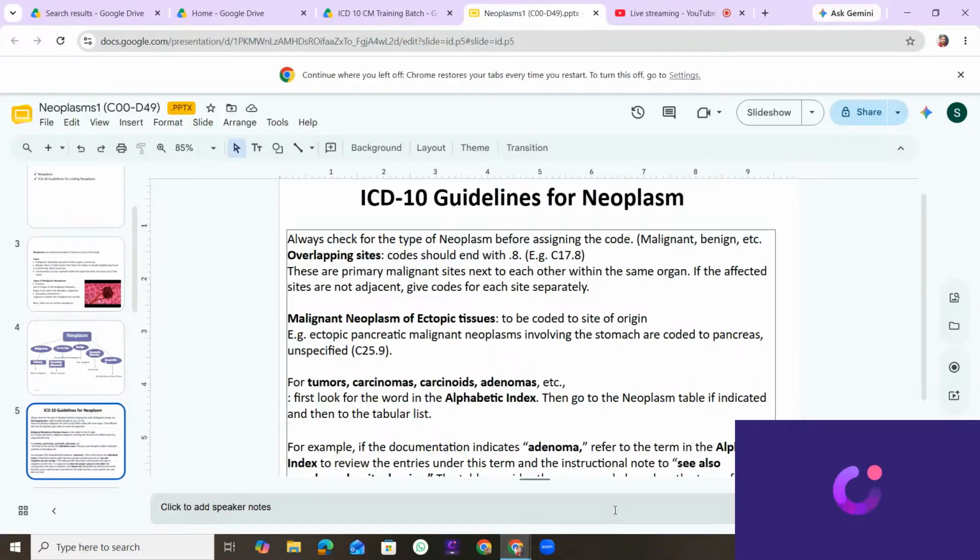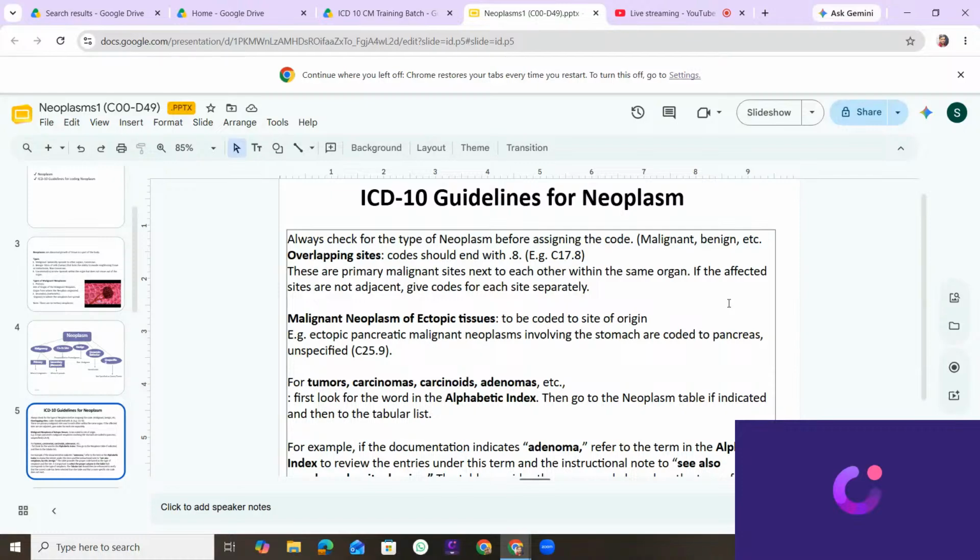Code should end with an 8. Example is given: C17.8. These are a primary malignant site next to each other within the same organ. If the affected sites are not adjacent, give the code for each site separately.